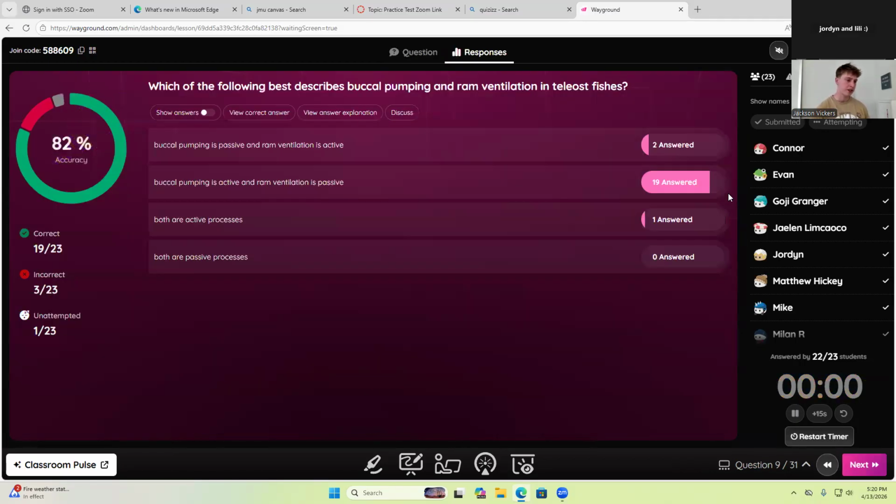All right, nice. Yeah, all you guys got that. So again, buccal pumping is where they actively open their mouth so that they can draw in air through negative pressure and then breathe it out. And that lets these fish breathe while staying still. And then ram ventilation is a passive process. So they're swimming, and that's enough to have oxygen dissolving past them. So that one's a passive process.